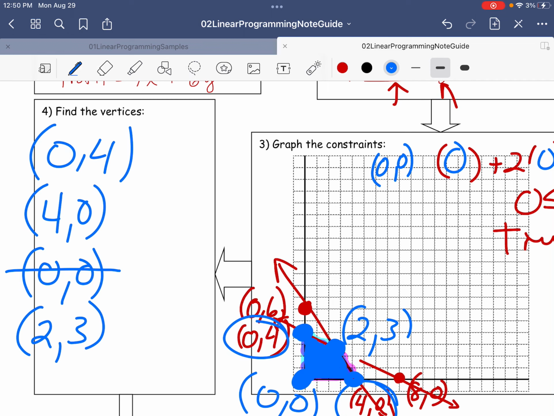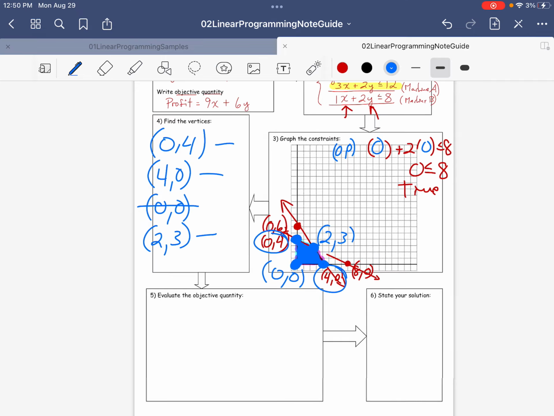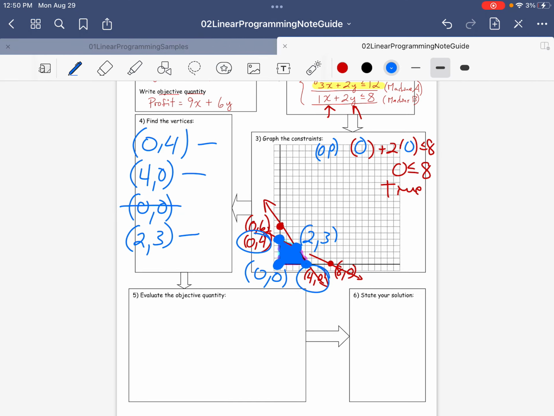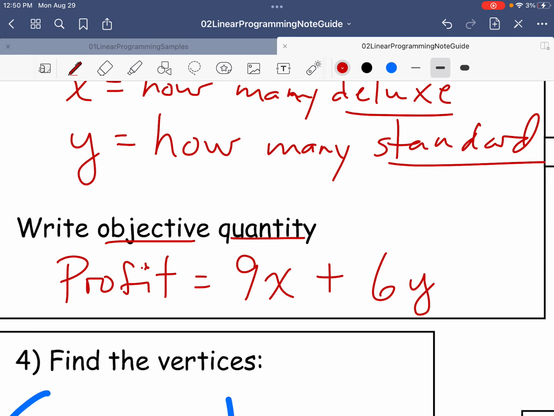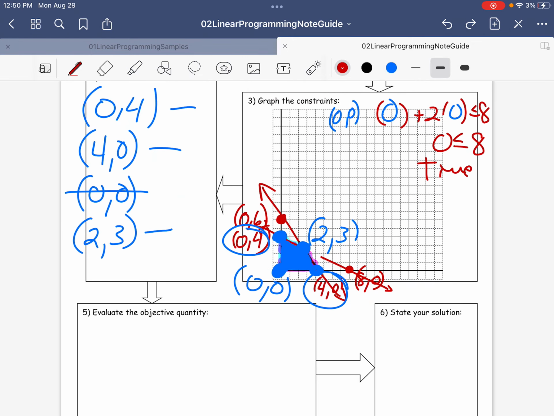Now, understand that these three points actually represent combinations of phones. The question is, which combination is the one that's going to give me the most profit? Well, remember, profit comes from 9x plus 6y. And now that I know what my x and y's are, I can plug into that profit equation.